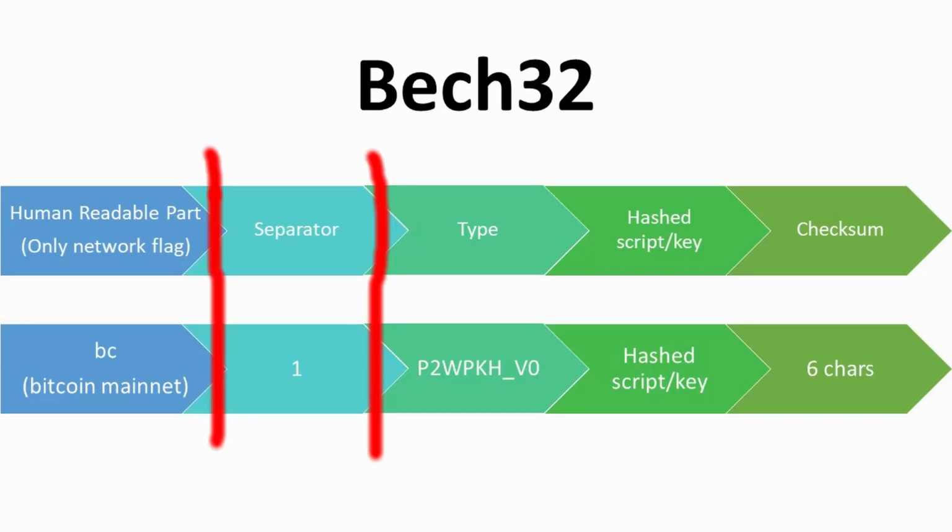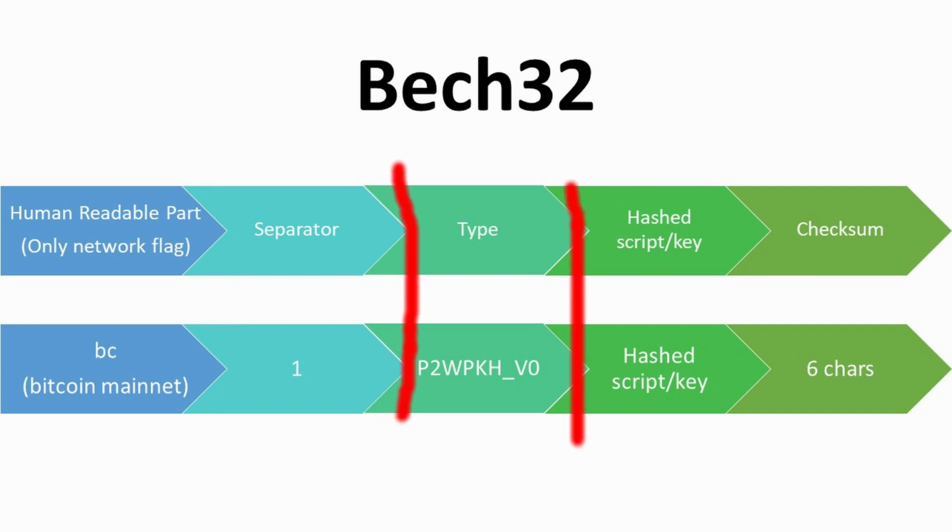The second part is the separator. This is basically the digit 1, and it is used to separate the human readable part from the rest of the address. The third part is the script type, what type of script we want to use. This time, we wish the coins to be sent using a pay to witness public key hash version 0 type of script. So we will specify the desired script as 0, which basically stands for version 0 of the pay to witness public key hash script. Yeah, it's a long sentence.